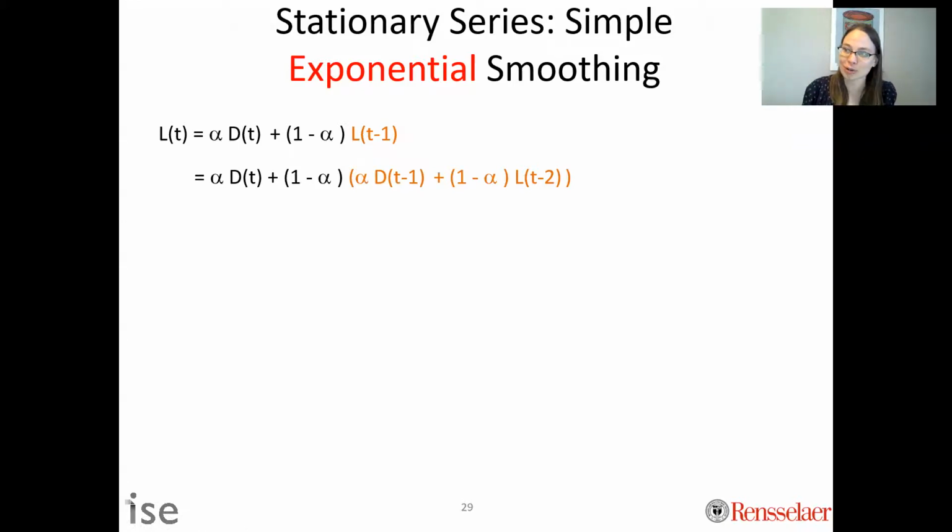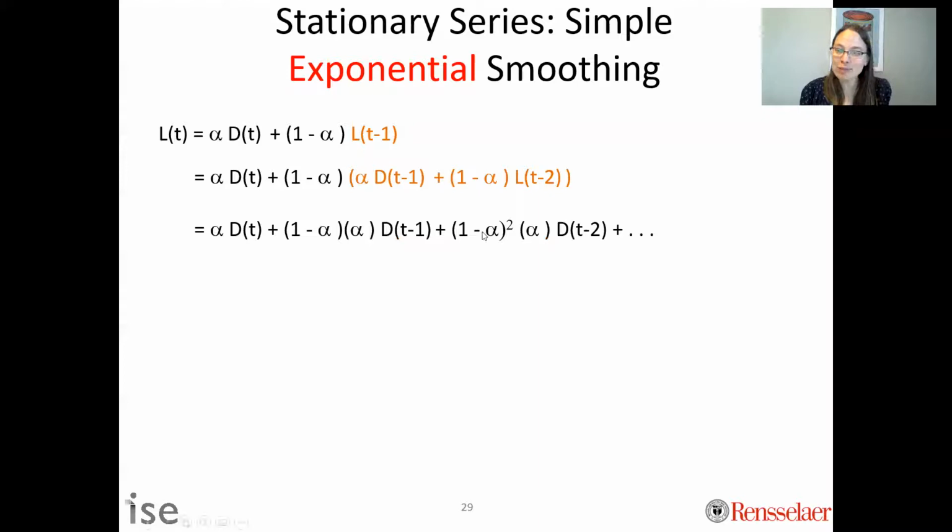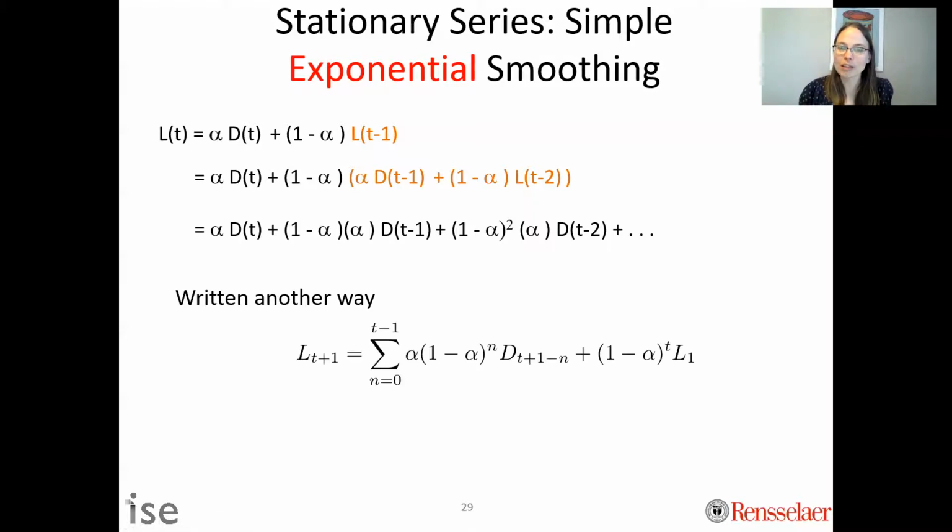This is what's sometimes called a recursive equation. Wherever there was an L of t minus 2, I expand that out and keep going. Maybe you can see there's a pattern happening. If you write this another way, you get this equation: L of t plus 1 has alpha times 1 minus alpha to the n times the observed data, and then 1 minus alpha to the t times L of 1.